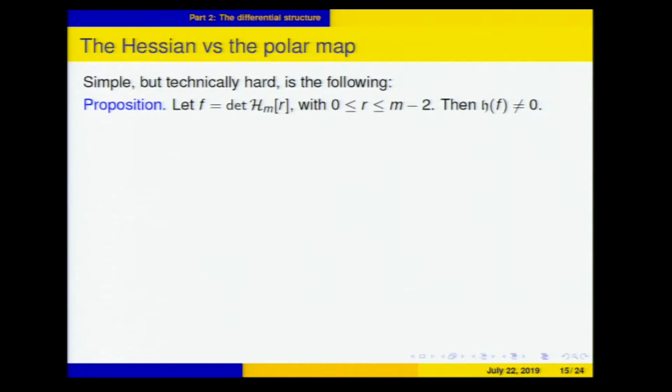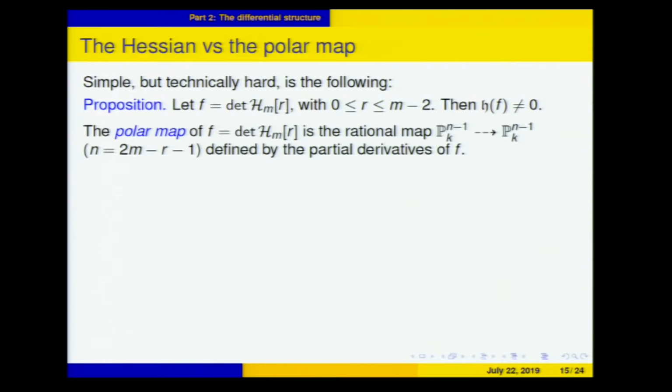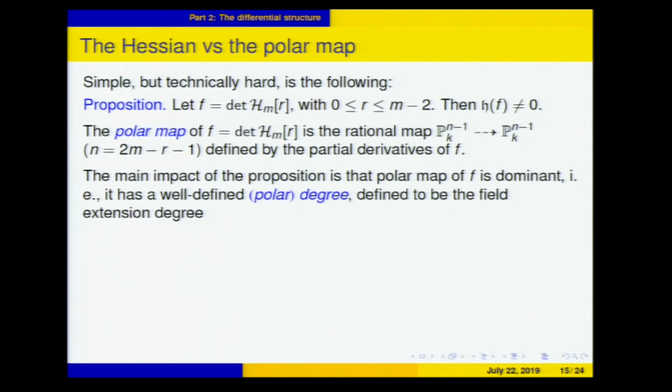Now, this is a proposition which is technically hard to show. We have a very long proof and many ideas how to make it shorter, but always at some point you have some obstruction. So you still have this very long proof. I don't want to talk about it, it's very technical. And the polar map is this rational map defined by the partial derivatives. And remember that this is dominant, so the image is the whole of the projective space on the right side.